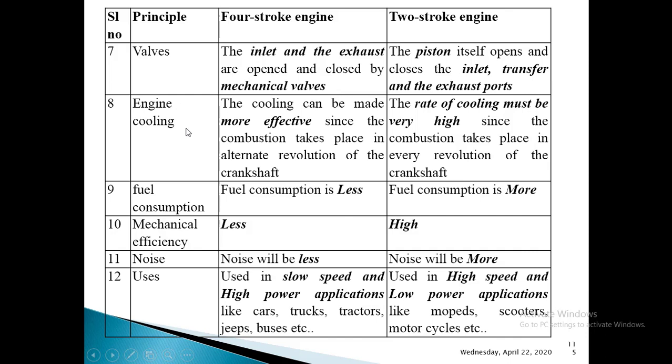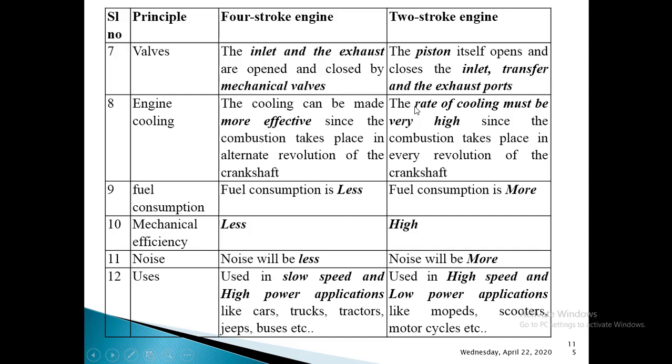Next is engine cooling. In case of four-stroke engine, the cooling can be made more effective since the combustion takes place in every alternate revolution of crankshaft. Yes, you all know that. So combustion process and power stroke take place in every alternate revolution of crankshaft. Thereby, it has much time for the cooling process. So thereby, cooling can be made more effective.